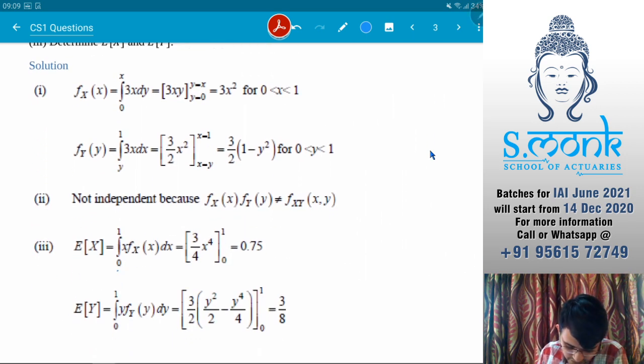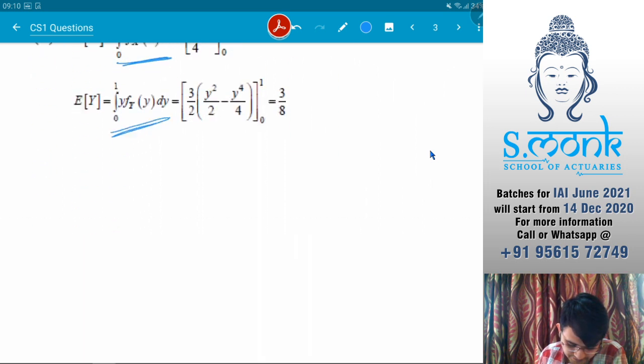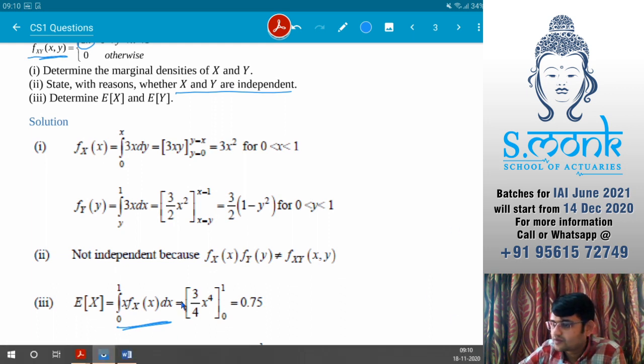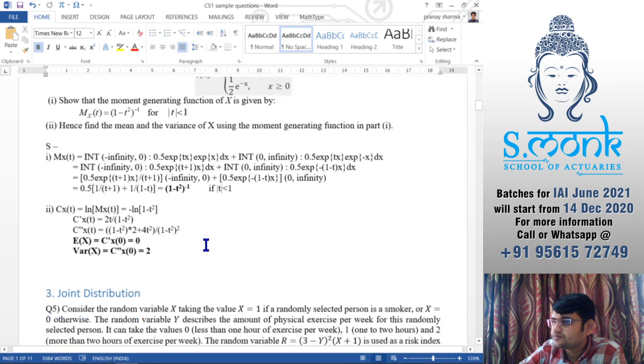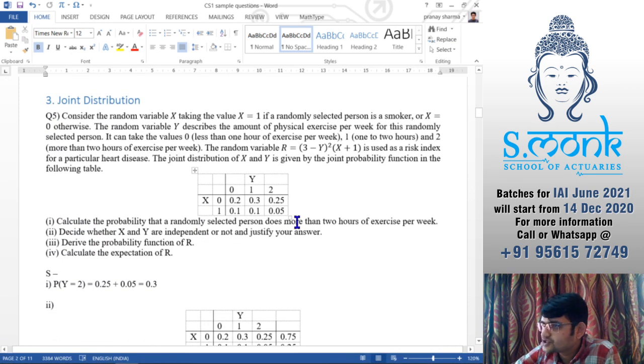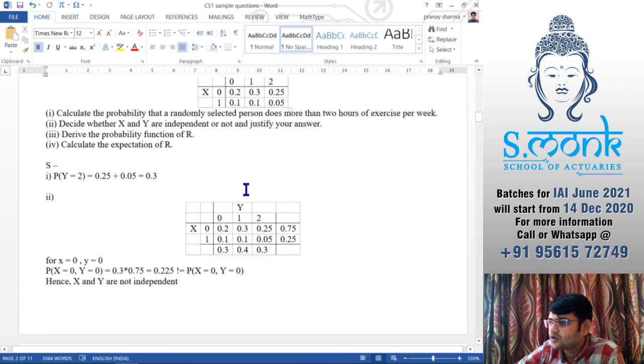So expected value, you can directly use marginal distribution to find expected value. These questions are usually very simple. You may have such questions where you have a discrete distribution. Okay, so consider a random variable.